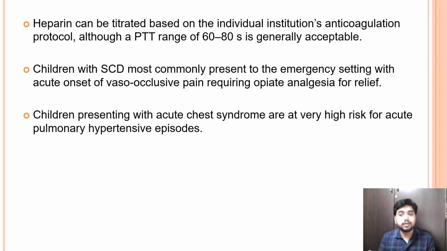Sickle cell disease children present to the emergency with acute chest pain, vaso-occlusive disease. So they may need opiate analgesics even for relief, and hyperhydration. Start like a bolus, 20 ml per kg bolus. You hyperhydrate.